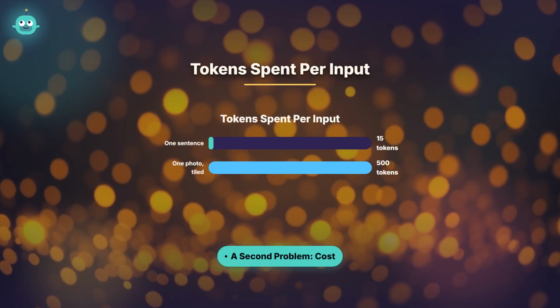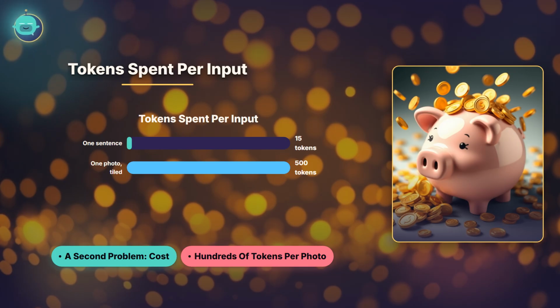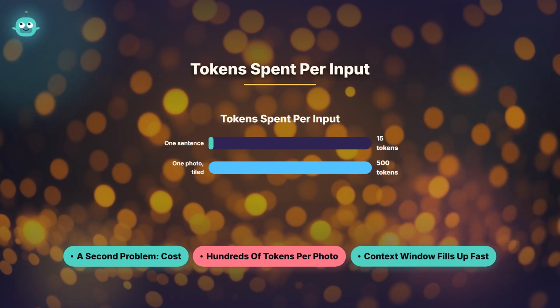But here's a second problem, and it's simply about cost. A single photo, once patchified and tiled, can turn into hundreds of tokens, sometimes more than a full paragraph of text. Feed in a high-res photo with every question, and your context window fills up fast. And that's before you even add audio or video into the mix.